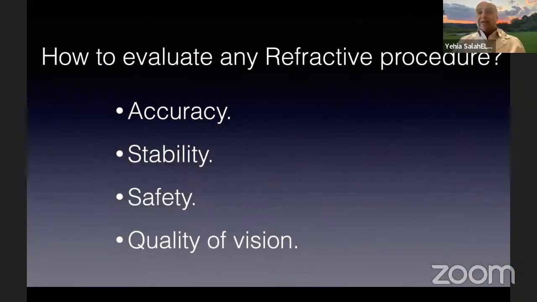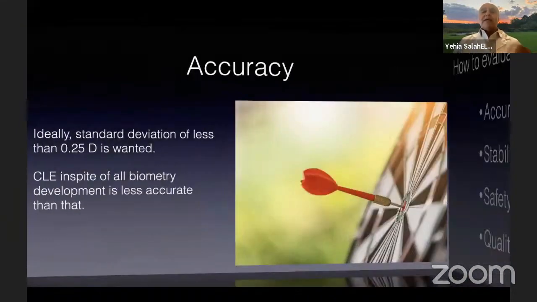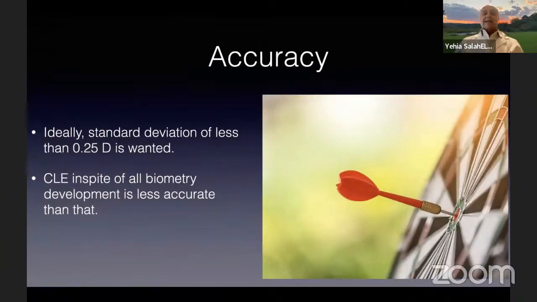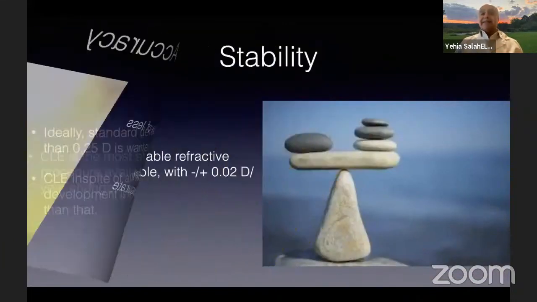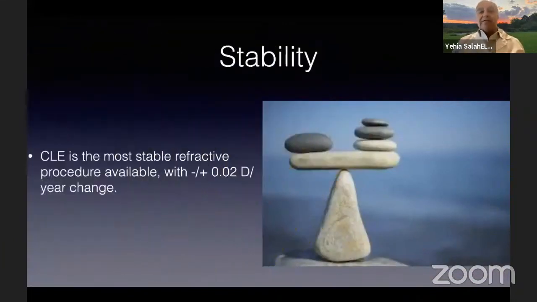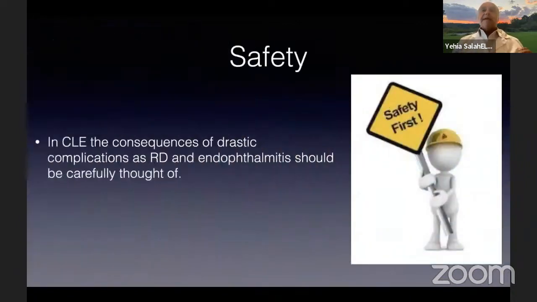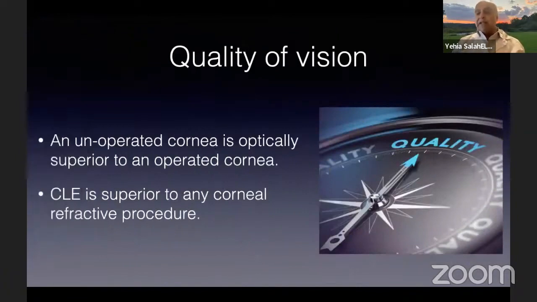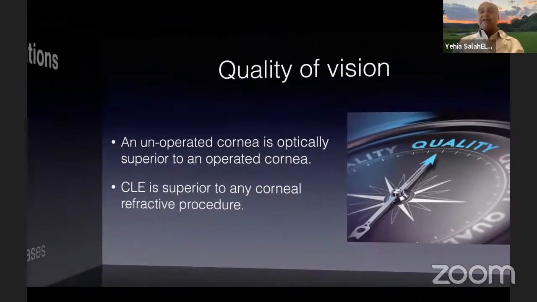So how to evaluate any refractive procedure? By accuracy, stability, safety, and quality of vision. Accuracy: clear lens extraction, in spite of all biometric development, is less accurate than is needed. Stability: it's the most stable refractive procedure available. Safety: it is generally safe, but there are consequences of drastic complications if we don't look for them, so we should really evaluate patients properly. And quality of vision: clear lens extraction is superior to any corneal refractive procedure.